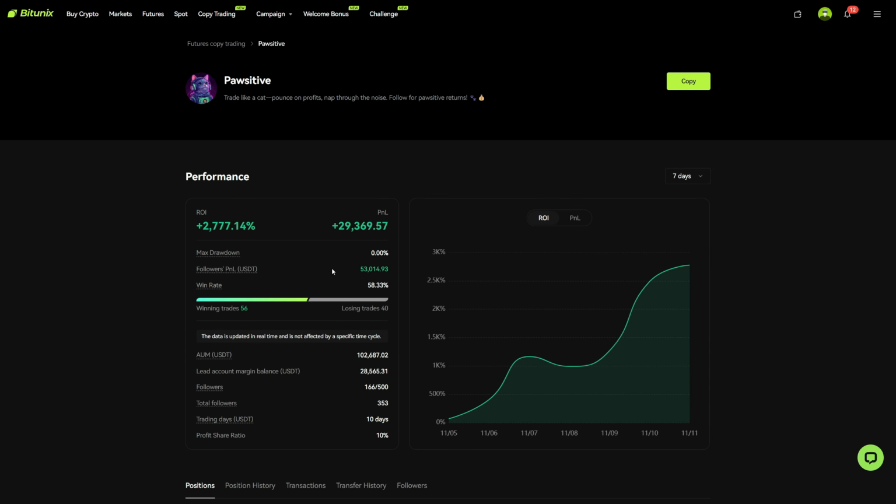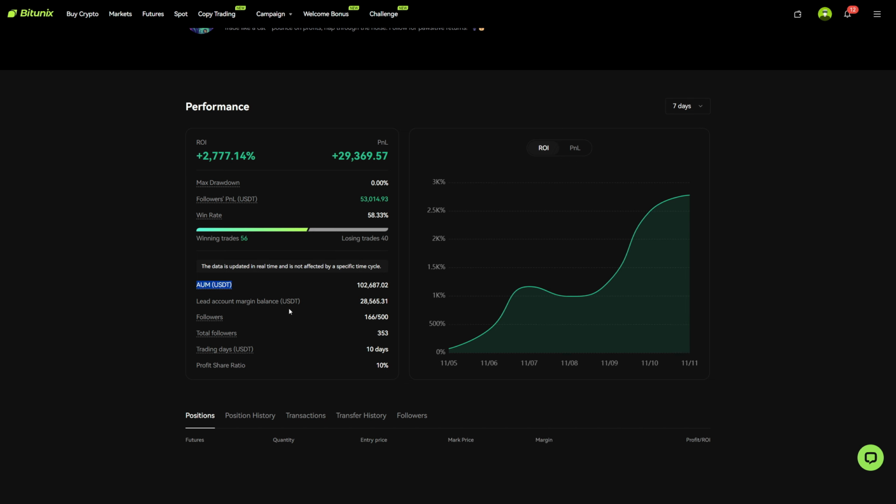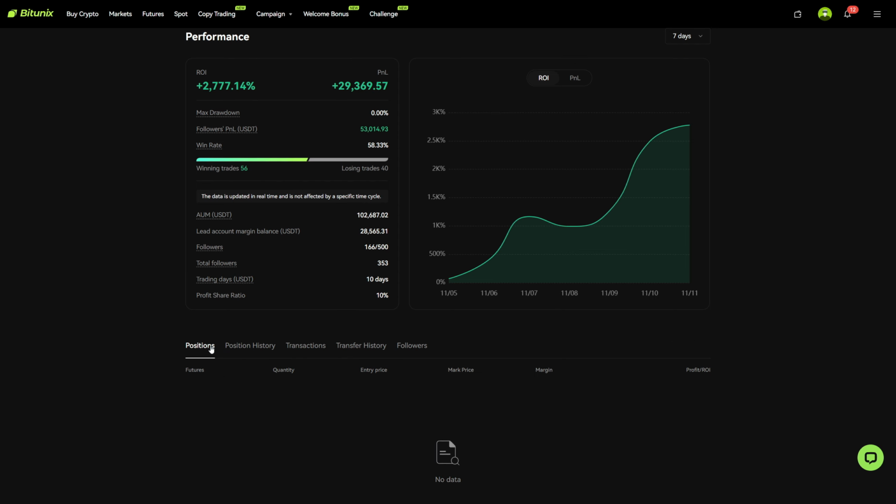Let's click on this guy and now let's compare his statistics. First of all, we can see all of his stats like assets under management, the profits of his followers, how many followers he has, days he has been trading, and the profit share, which is 10%. Now we can see in the bottom section how many positions he has open. Right now there is none.